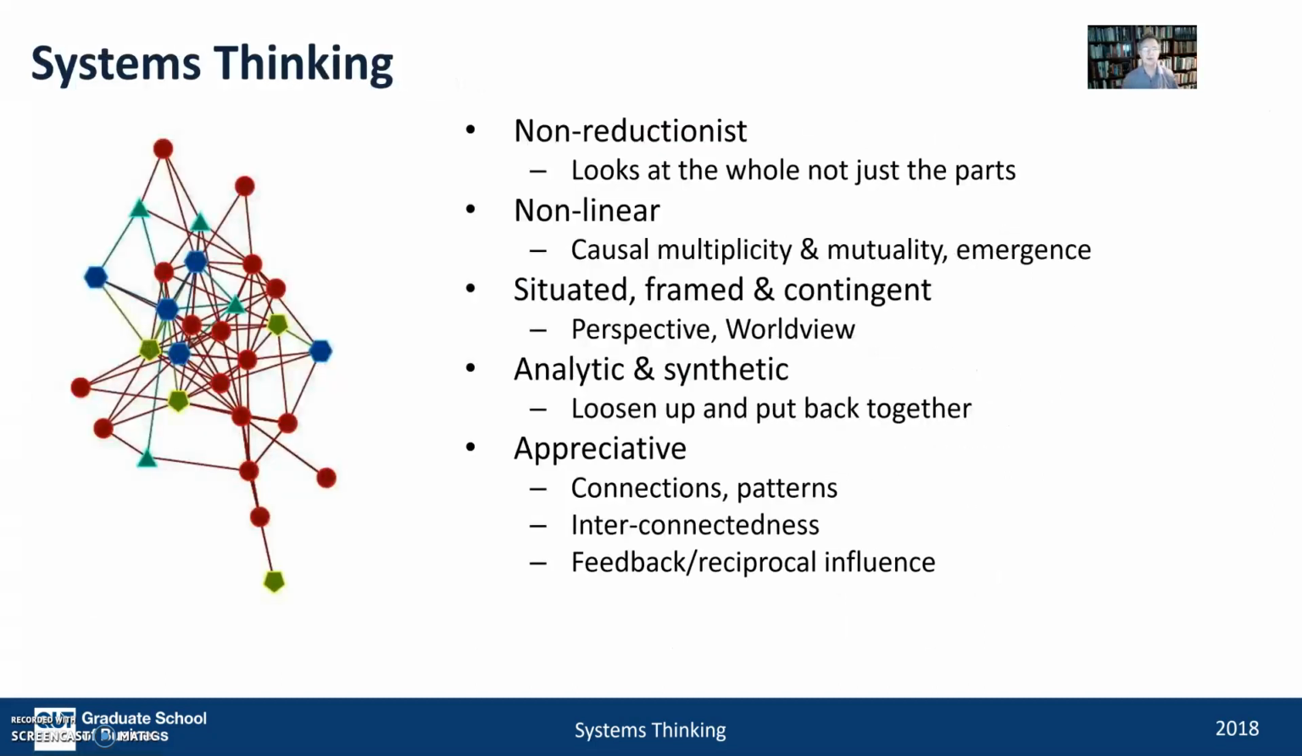So systems thinking, in summary, is a non-reductionist way of looking at the whole and not just the parts. It's non-linear insofar as causal multiplicity, mutuality and primarily emergence are important characteristics of the interaction and the dynamism created by the interconnectedness of the parts. Systems thinking tells us that our thinking has to be situated, it has to be framed, and is therefore contingent. So the notion of perspective, the notion of perception, and the overarching background of worldview tells us this as well. Systems thinking is about analysis as well as synthesis, loosening up and putting back together again.